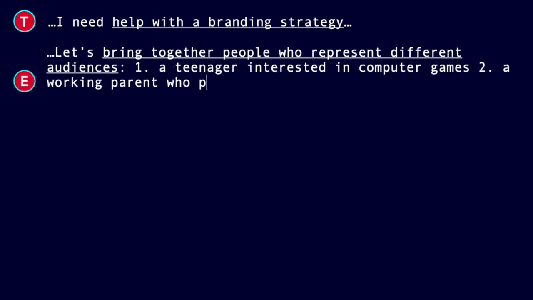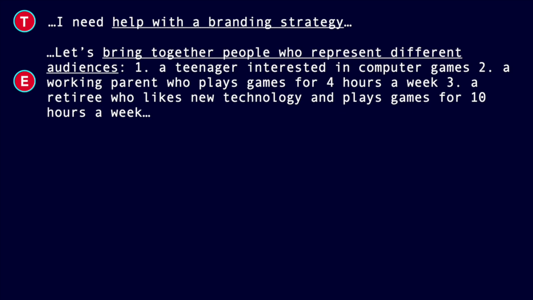Task. First, we introduce the task to the AI through our prompt like this. I need help with a branding strategy. Now, experts. So here you're going to name all of the hypothetical people, subject matter experts, audience representatives, whatever, into the discussion like this. Let's bring together people who represent different audiences. 1, a teenager interested in computer games. 2, a working parent who plays games 4 hours a week. 3, a retiree who likes technology and plays games for 10 hours a week. And then you tell the AI that it's going to be in the discussion and it's going to lead it.